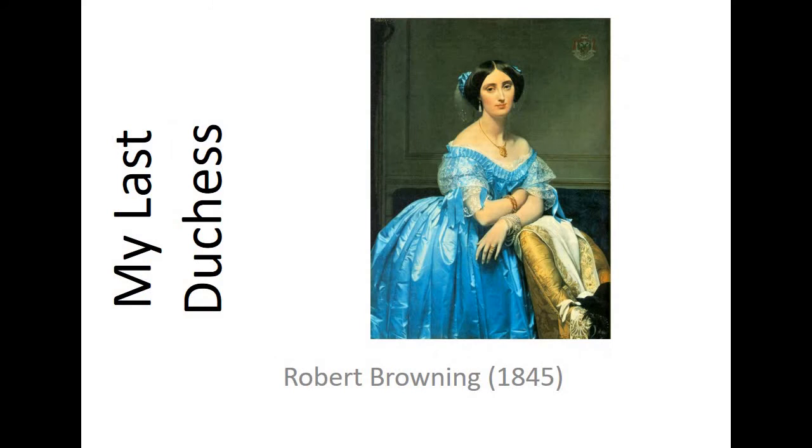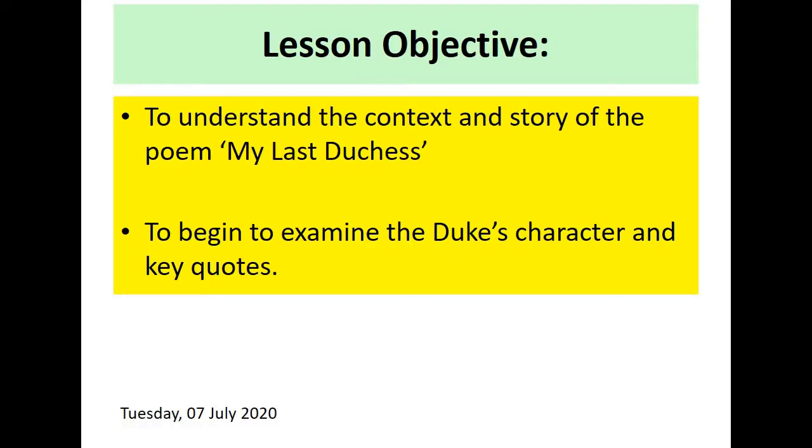So our title for today is My Last Duchess. That's written on the left hand side of the screen, or it's in your anthology if you have that. Please write that down and underline it. Lesson objectives: to understand the context and the story, because actually that's what this poem is. It's a story of the poem My Last Duchess. And to begin to examine the Duke's character and key quotes.